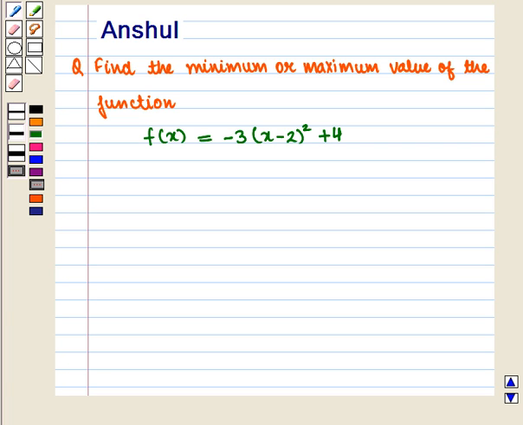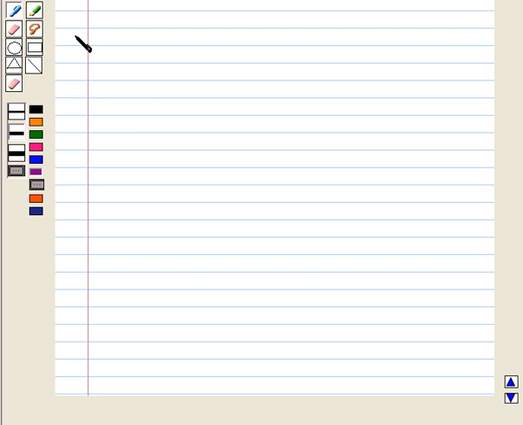In this session, we are going to discuss the following question. The question says: find the minimum or maximum value of the function f(x) = -3(x - 2)^2 + 4. Let us start with the solution of the given question.